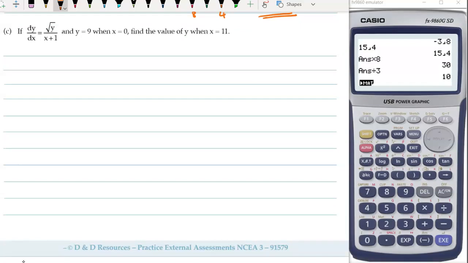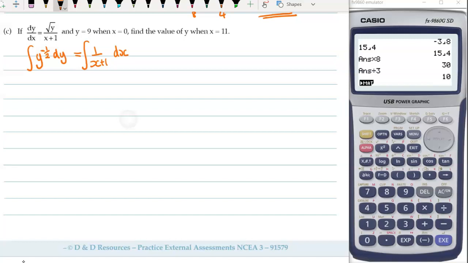Next, we have a separating variables question, so we need to bring all the y's to one side and the x's to the other. So we take 1 over the square root of y dy is equal to 1 over x plus 1 dx, just by taking the dx to the right and the square root of y to the left. And we will integrate both sides. I'm going to rewrite 1 over the square root of y as y to the minus a half, because powers are much easier to deal with.